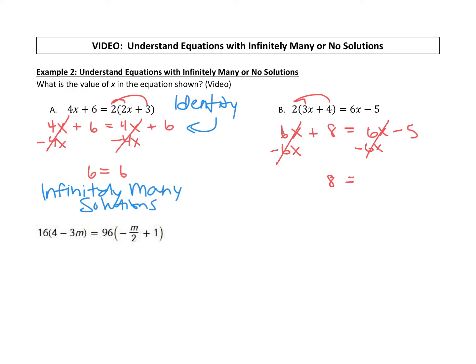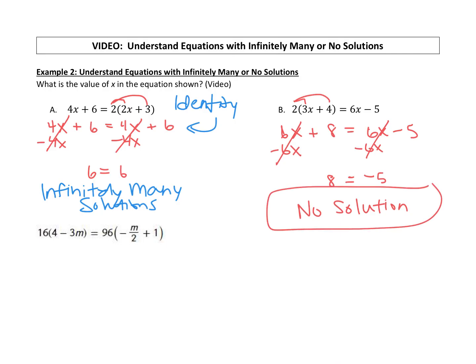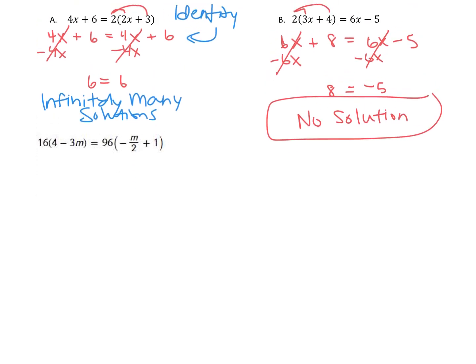8 equals, and then we have a negative 5 over there. Does 8 equal negative 5? And you'd say, no, it doesn't. 8 does not equal negative 5, so therefore, there is no solution that exists to this equation. You could plug in any number for x, the left side will never equal the right side. All right, that's what our no solution looks like. Let's try one more. Looks a little bit trickier. I see a fraction in there. That'll be fun.